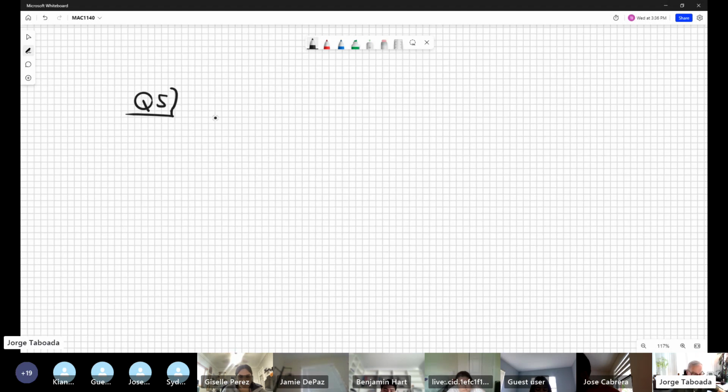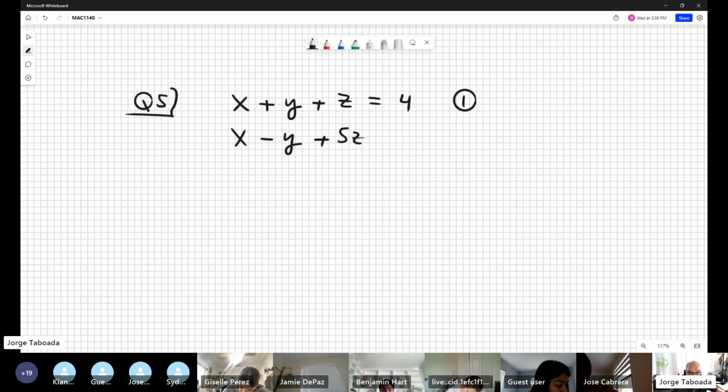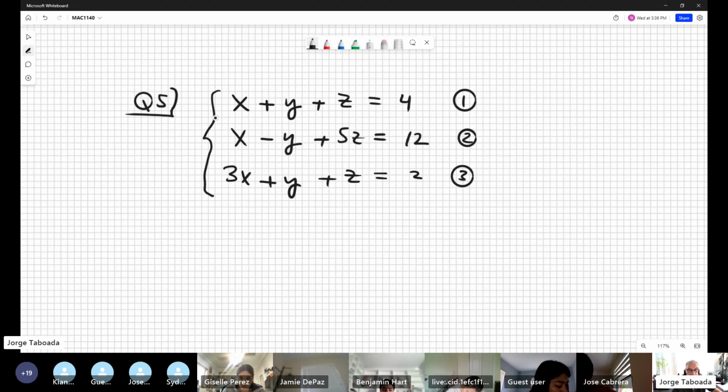Oh, look. X plus Y plus Z equals 4. This is my first equation. X minus Y plus 5Z equals 12. And 3x plus y plus z equals 2. Okay, we have 3 equations and 3 unknowns. Typical 3-dimensional problem. But in this example, I don't need to solve it. No. I need to verify.